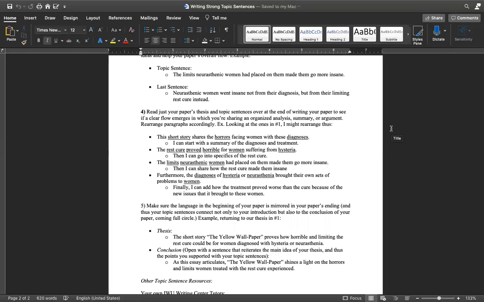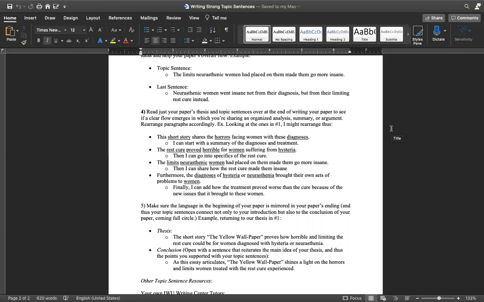The short story shares the horrors facing women with these diagnoses. Here I can start with a summary of the diagnosis and treatment involving the rest cure, neurasthenia, and hysteria. Then I can go into specifics of the rest cure in the next paragraph with the rest cure proved horrible for women suffering from hysteria. From there, I can move into how the rest cure made them insane by talking about the limits neurasthenic women had placed on them made them go more insane.